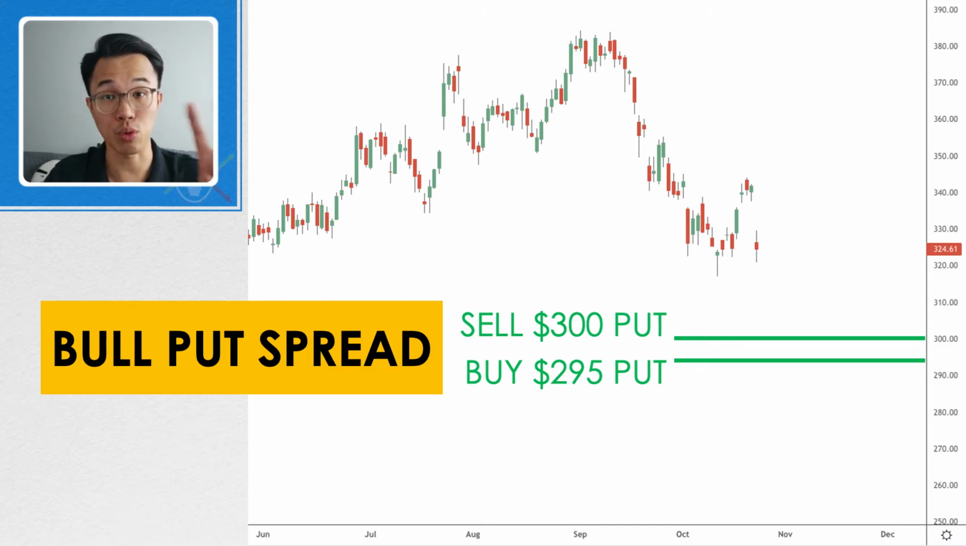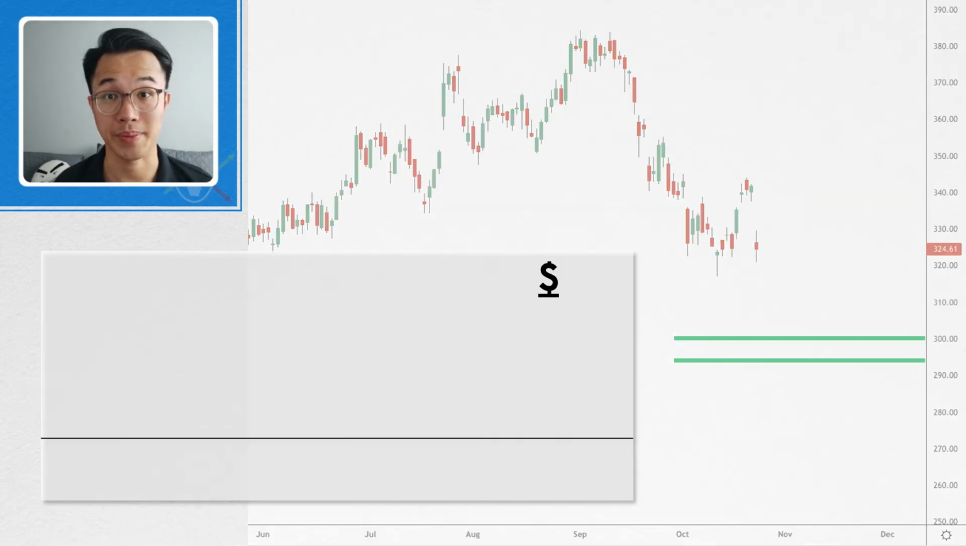So it's made up of two option positions. I will sell a put option that is out of the money, and for protection I will buy a put option that is even further out of the money, both of them with the same expiration date. Now let's see how this strategy can play out from a financial perspective.